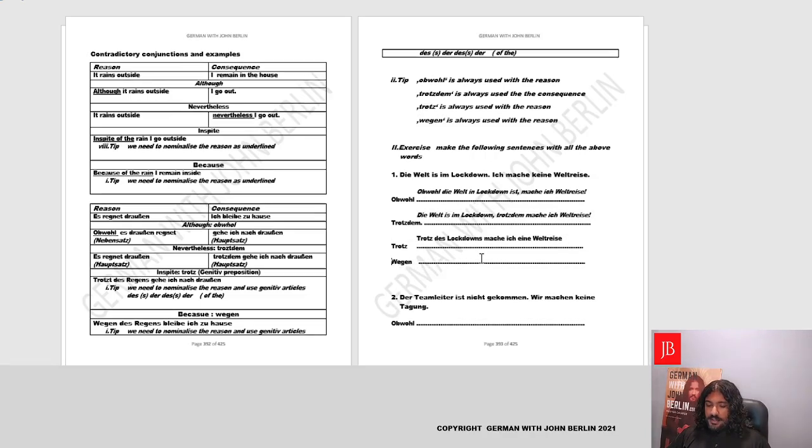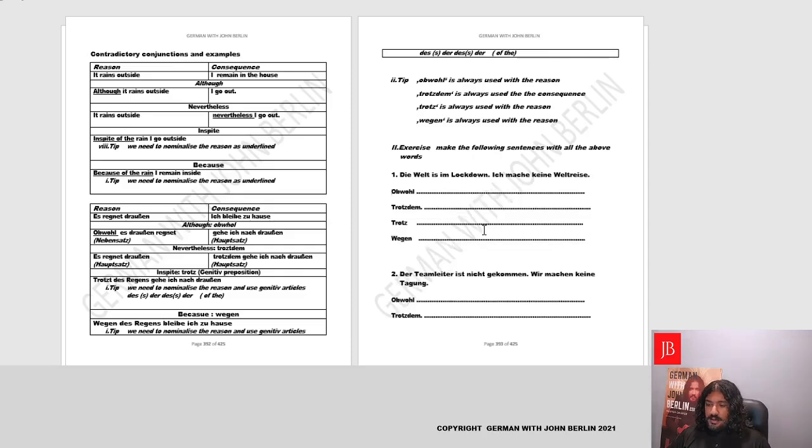Okay. So the sentence says, the world is in lockdown. I do no world trip. Now you need to say, what is the reason? The world is in the lockdown. Yes. And the consequence is I do not do any world trip. Now we need to contradict this and use these conjunctions to make the sentences.